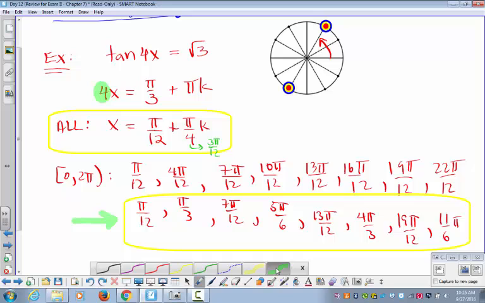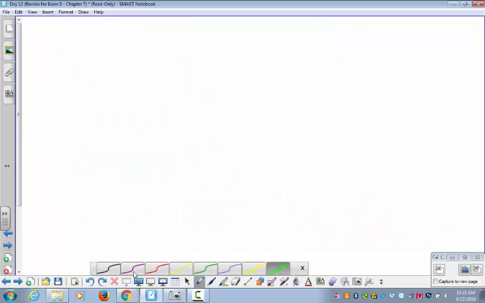All right, let's do one more of those. All right, you guys do that one. Sine of 2x equals -1. Sine 2x equals -1. And again, find all solutions, and then also find the restricted solutions to the interval 0 to 2 pi.